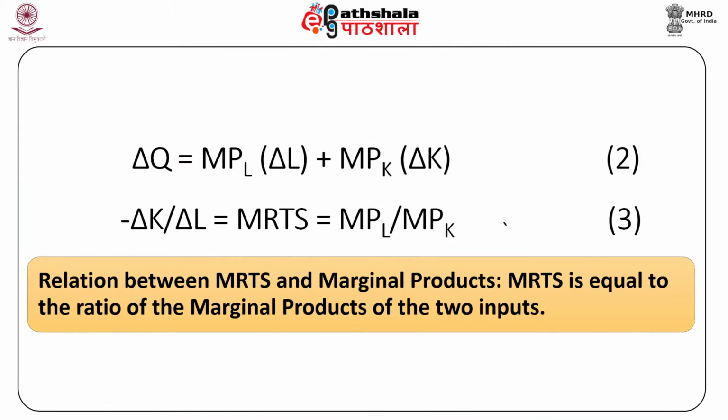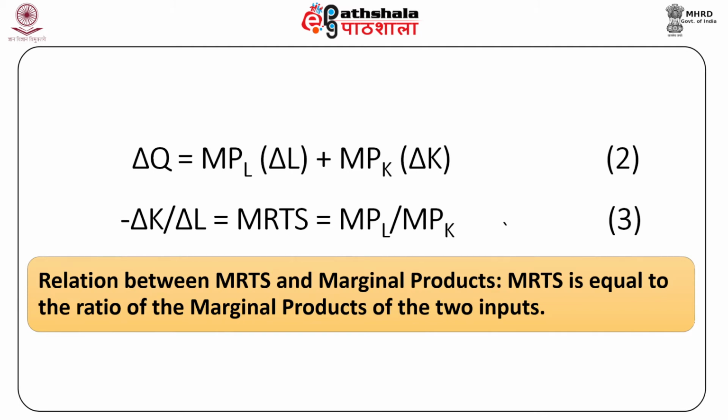Now, along an isoquant, change in output is 0. This implies solving the above equation for change in Q equal to 0, we get the following. Minus change in K by change in L is equal to MRTS is equal to MPL by MPK. This is given as equation 3. Relation between MRTS and marginal product. MRTS is equal to the ratio of the marginal product of the two inputs.